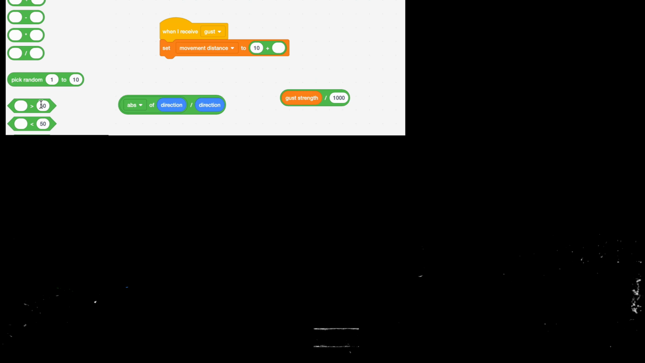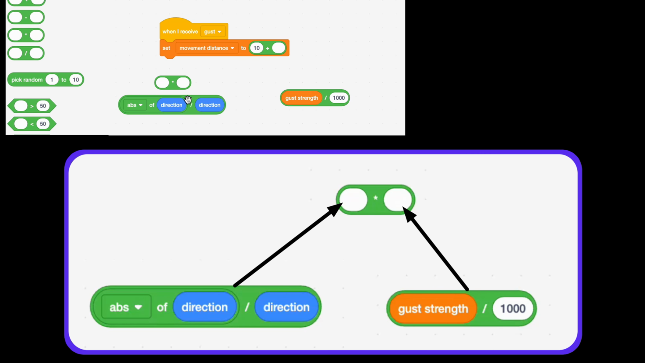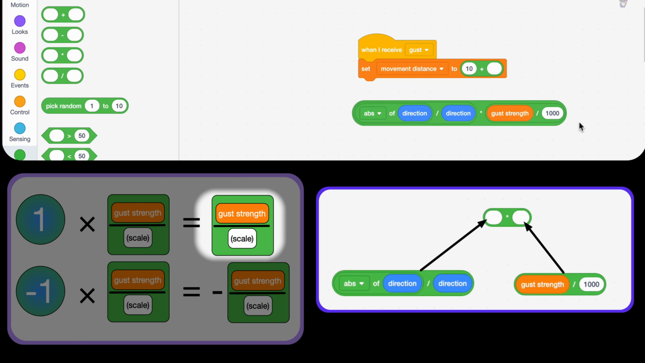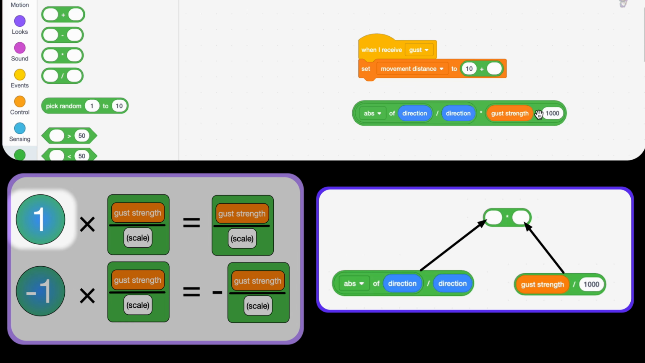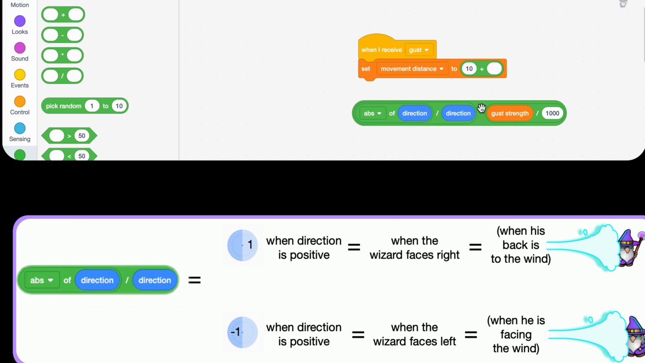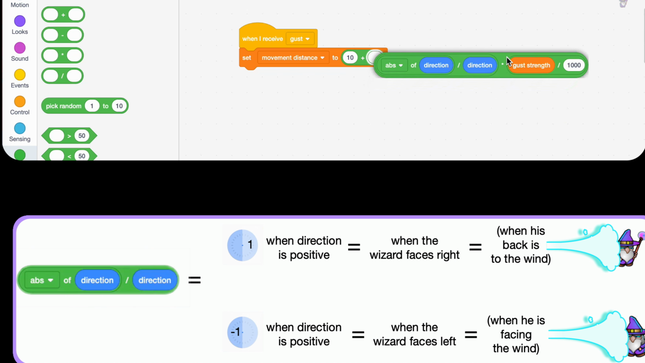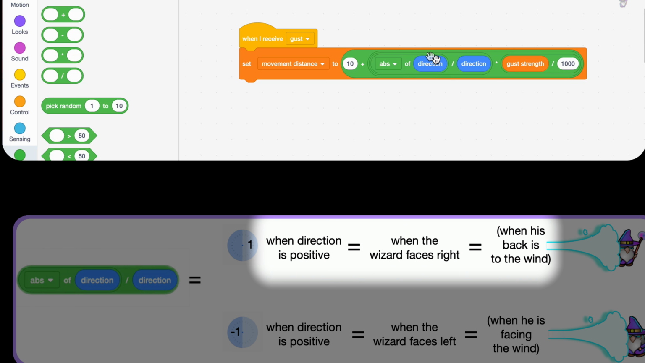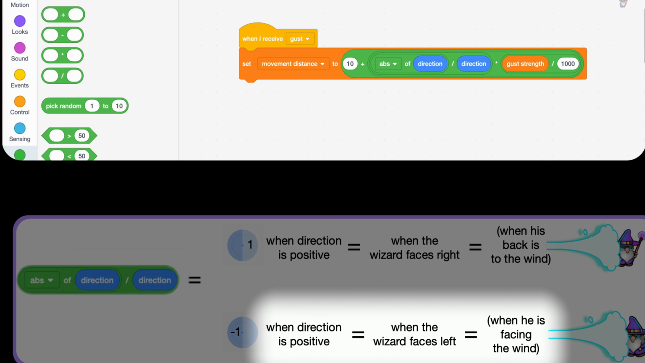So now grab a multiplier and put these two together. So this whole thing is going to be gust strength divided by 1000 if direction is positive, and it's going to be minus gust strength divided by 1000 if direction is negative. So if we now drop that in here, it's going to add to his movement when direction is positive, i.e. when he's facing to the right, and it's going to reduce his movement when direction is negative, i.e. he's moving to the left.